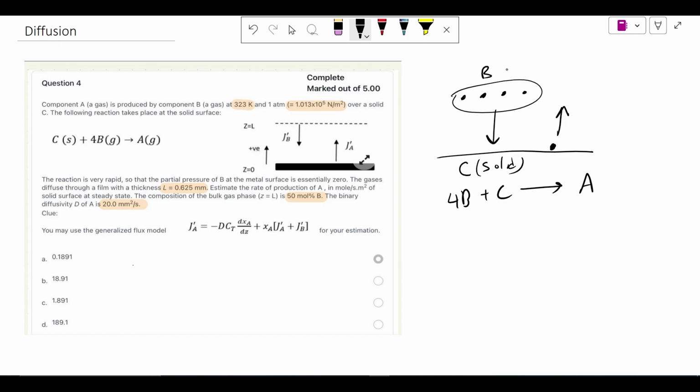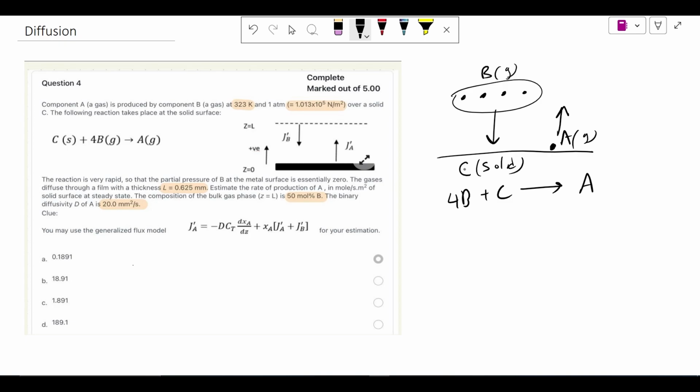So B and A are gases, C is the solid. Remember, no solid C will participate in the diffusion. Only diffusion of B and A will happen. So we can get a relationship between the flux of A and the flux of B from that.